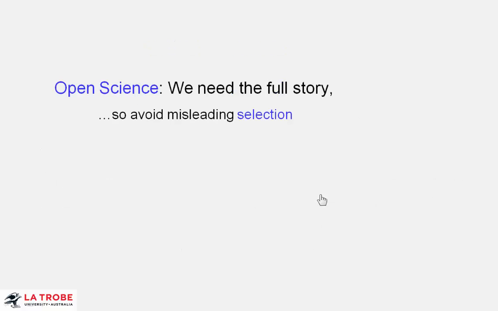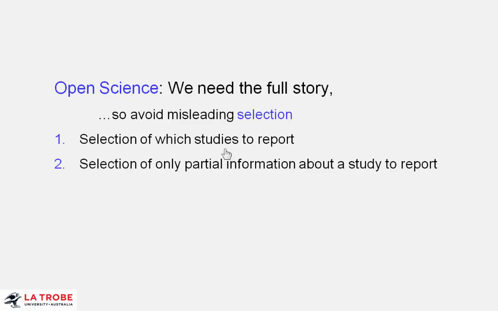The third major topic is selection, and the way selection can mislead. Our open science slogan is, we need the full story. And there are 3 ways I mention where selection can mislead. One, most obviously, is if only some studies are reported, only selected studies are reported. Second is if, for a study that is reported, we have only selected information about it.